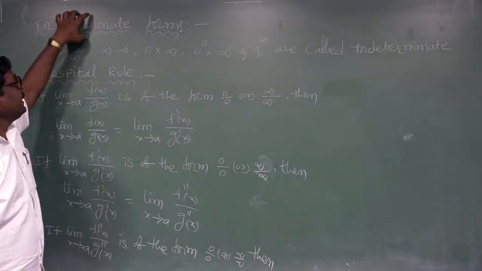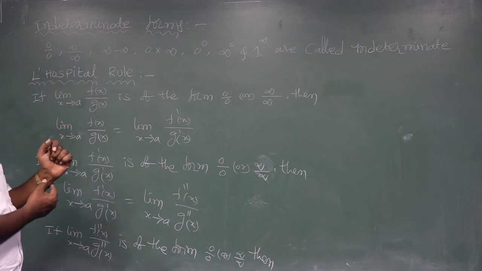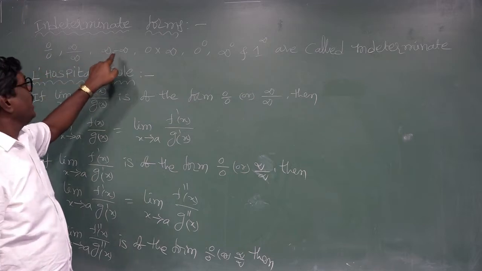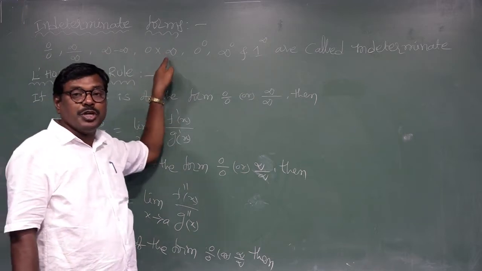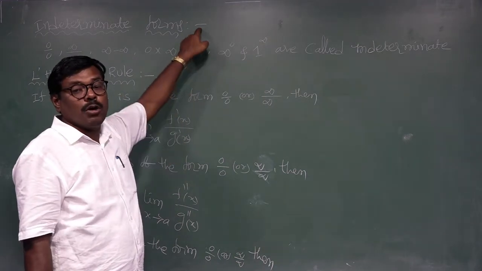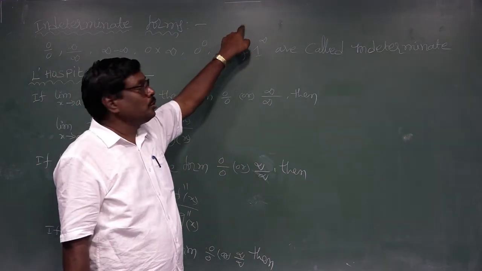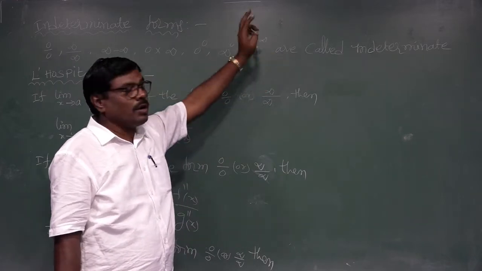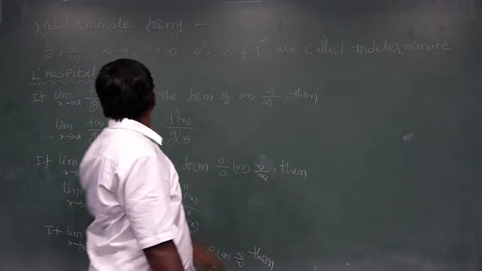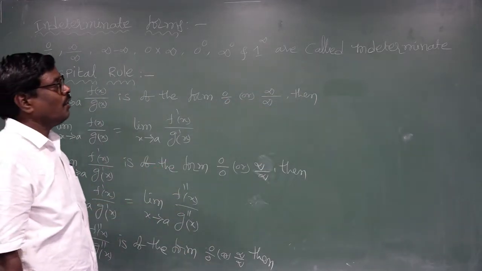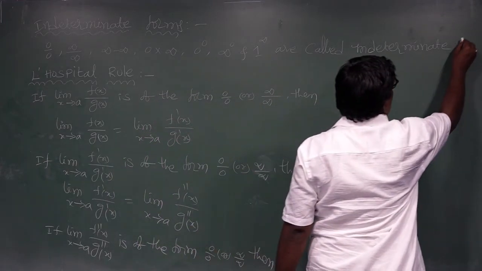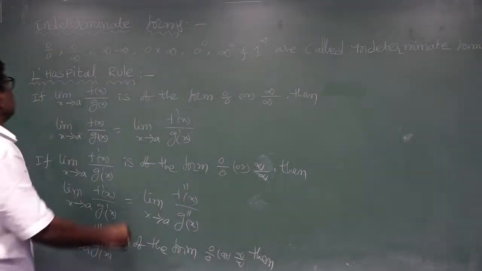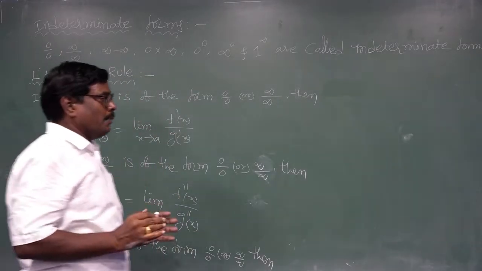Indeterminate forms. These forms are 0 by 0, infinity by infinity, infinity minus infinity, 0 into infinity, 0 power of 0, infinity power of 0, and 1 power of infinity. These are called indeterminate forms.